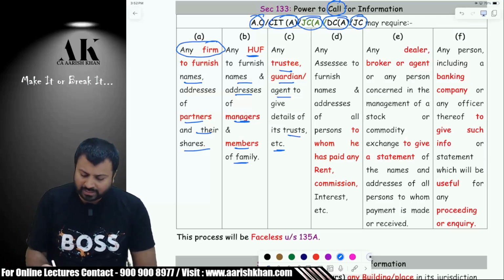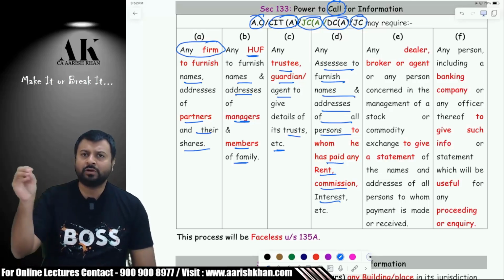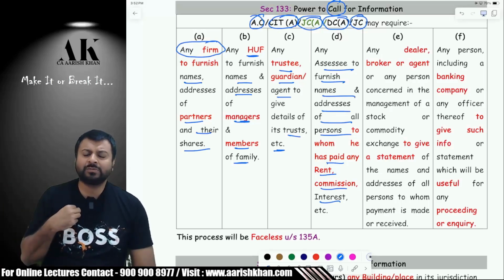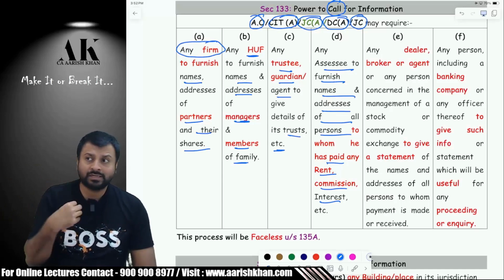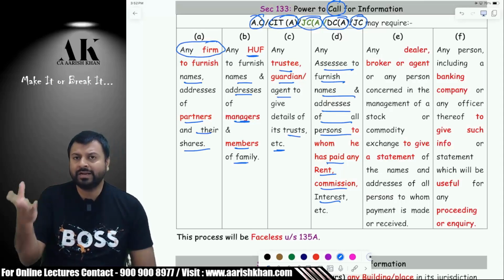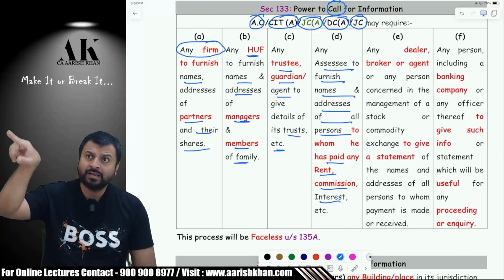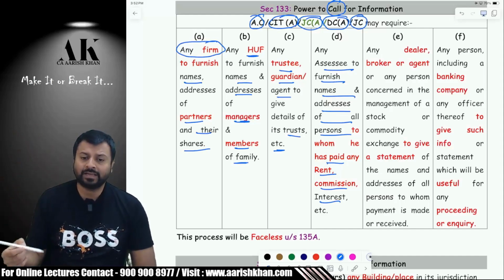They can also send the notice to any assessee to furnish the name, address, etc., of persons to whom they pay rent, electricity, commission, interest, etc. Suppose I am paying rent to Mr. X, so they can send me a notice and ask to whom I pay rent, commission, or interest, so that the government can cross-verify whether that person is showing it as income or not.